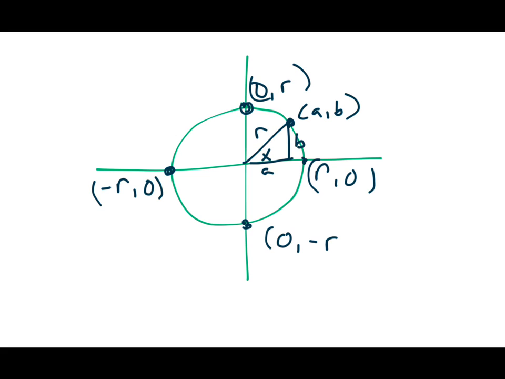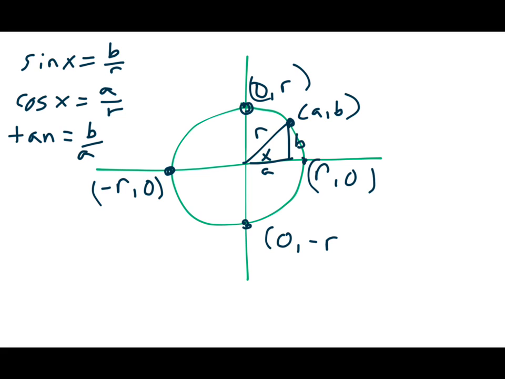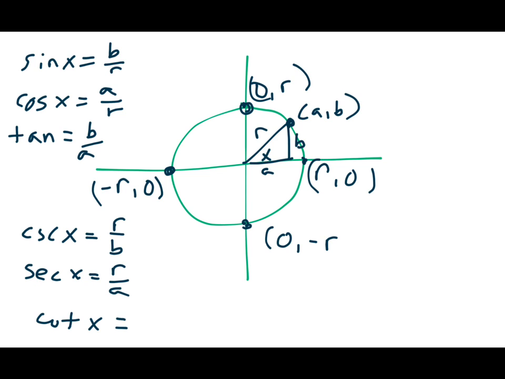So instead of using 1 for that R, if you look at our trig functions again, we now have sine of x is B over R, cosine of x is A over R, tangent is still going to be B over A, cosecant of x is r over b. Secant is r over a. And cotan is still a over b.